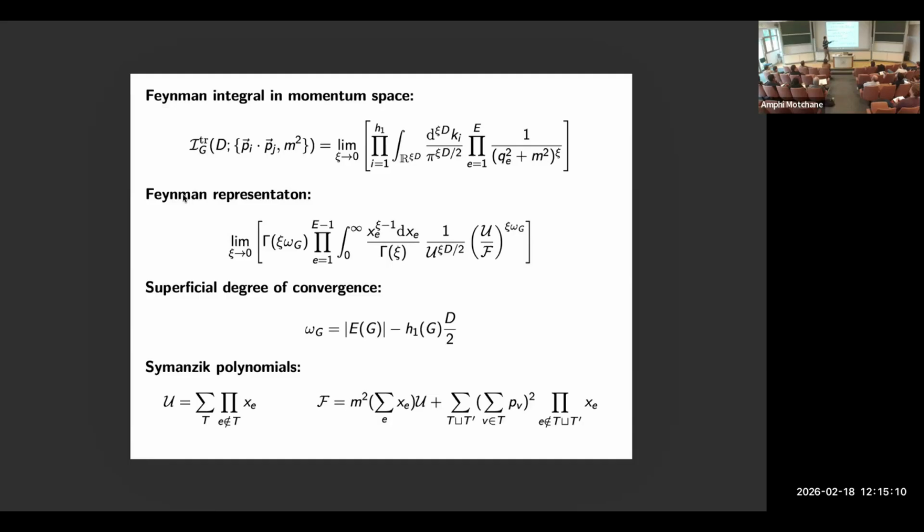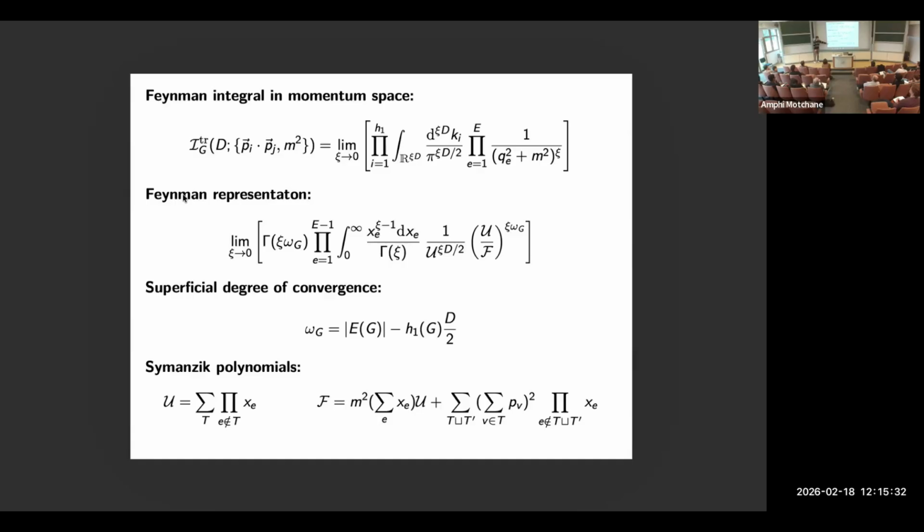So the number of edges minus the loop number times d over 2 gives the mass dimension of the integral. But because I'm getting a psi at every edge, at every propagator, and I'm also getting psi from the dimension, this whole psi factors out of the omega. It's really important. So the psi dependence is already in these exponents. And now I want to send the limit psi to 0.